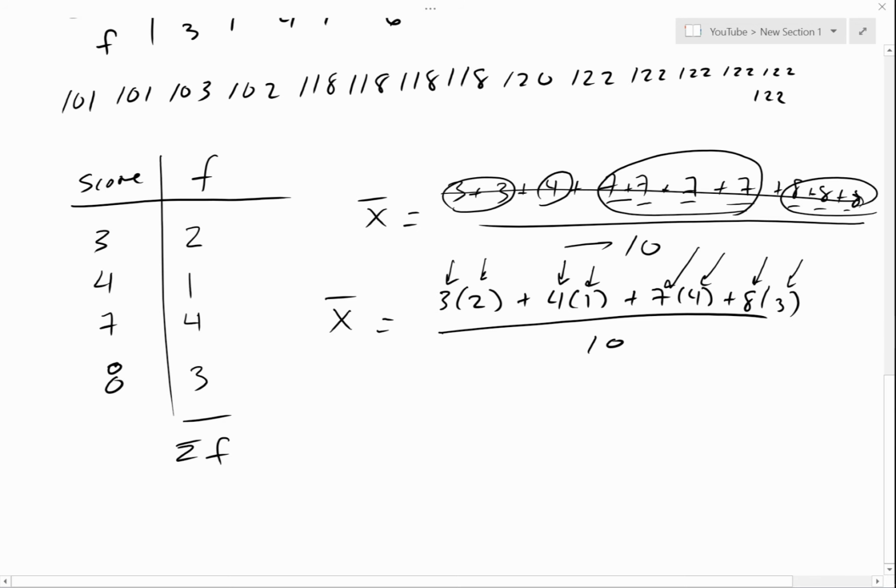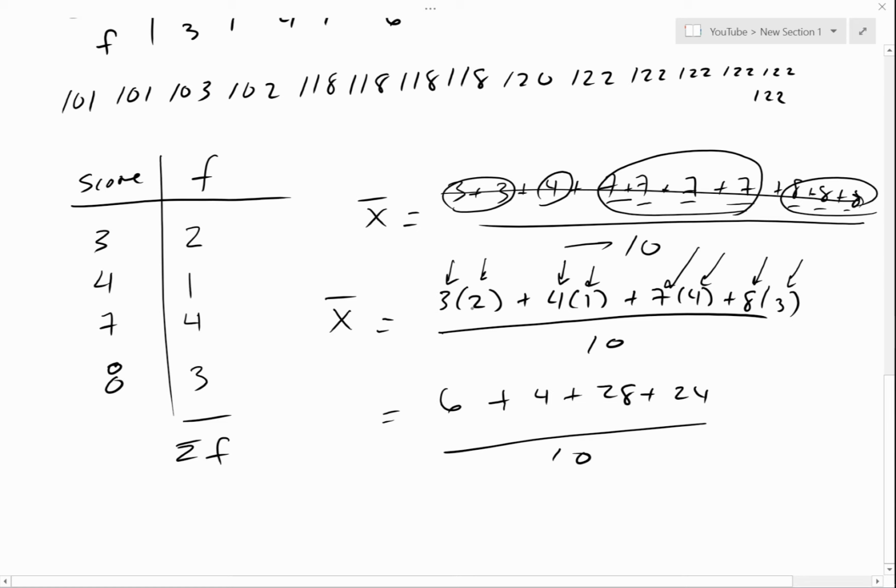So when I have parentheses, what do you think? Multiply, that's right. So 3 times 2 is going to give me what? 6 plus 4 times 1, 4, plus 7 times 4 is what? 14, 28, plus 8 times 3, 8, 16, 24, divided by 10.